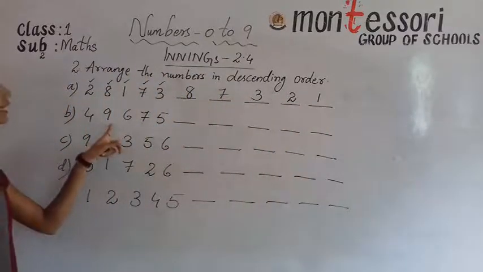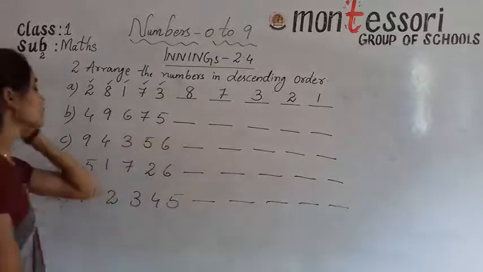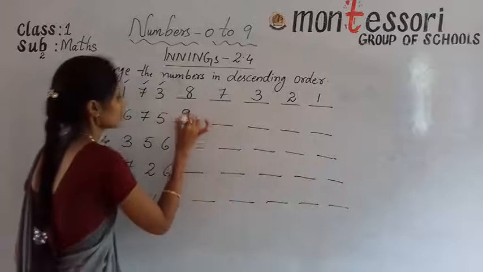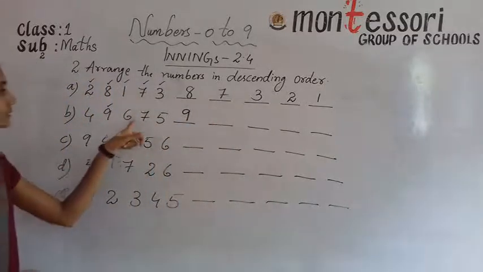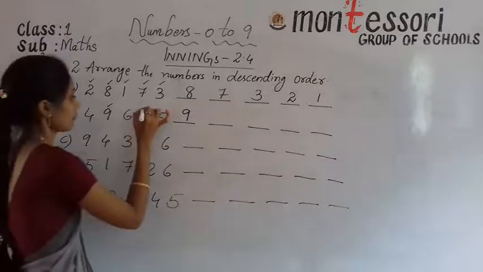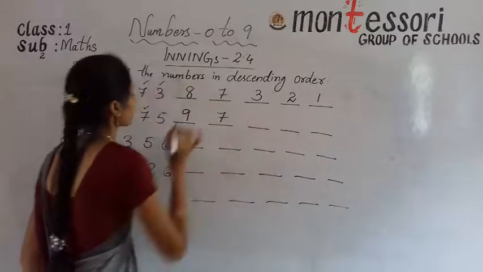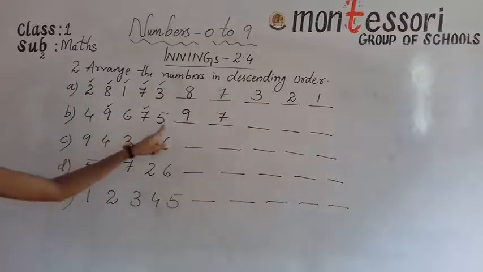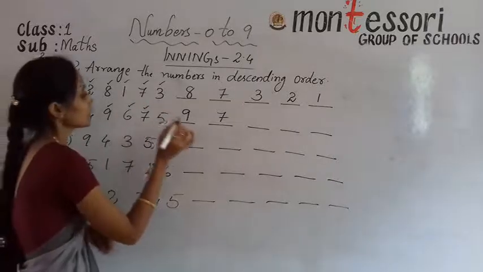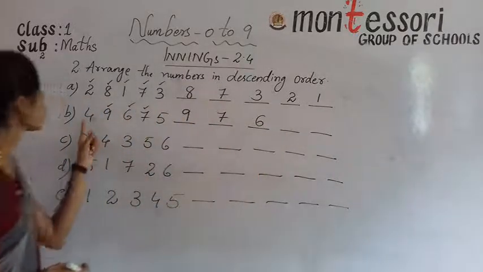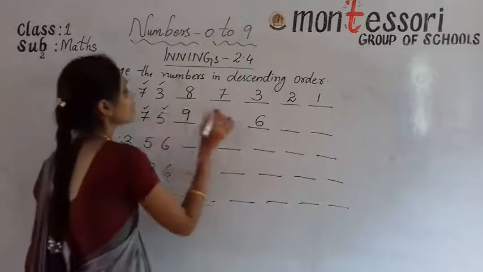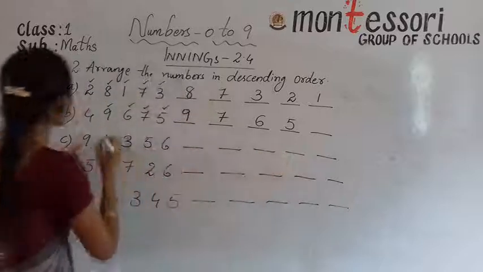Next 4, 9, 6, 7, 5. Which is the greater number? 9 is the greater number. Now 4, 6, 7, 5. Among these 4 numbers, which is the greater number? 7 is the greater number. Now 4, 6, 5. Among these 3 numbers, which is the greater number? 6 is the greater number. Now 4, 5. Which is the greater number? 5 is the greater number. And the last number is 4.